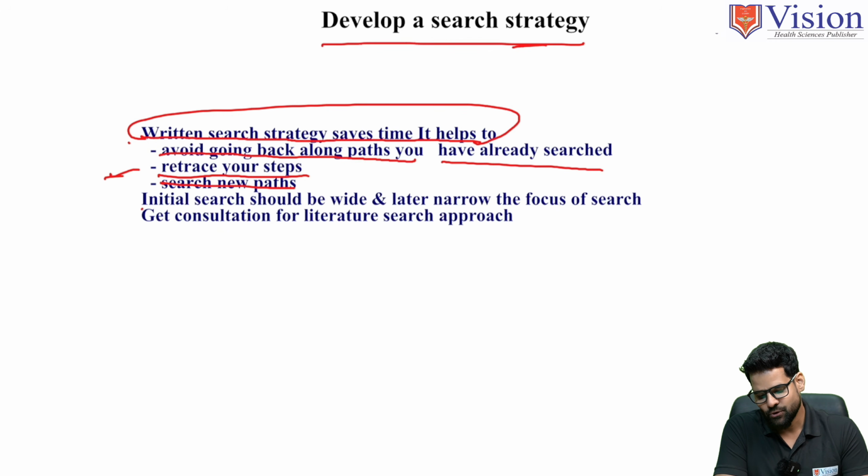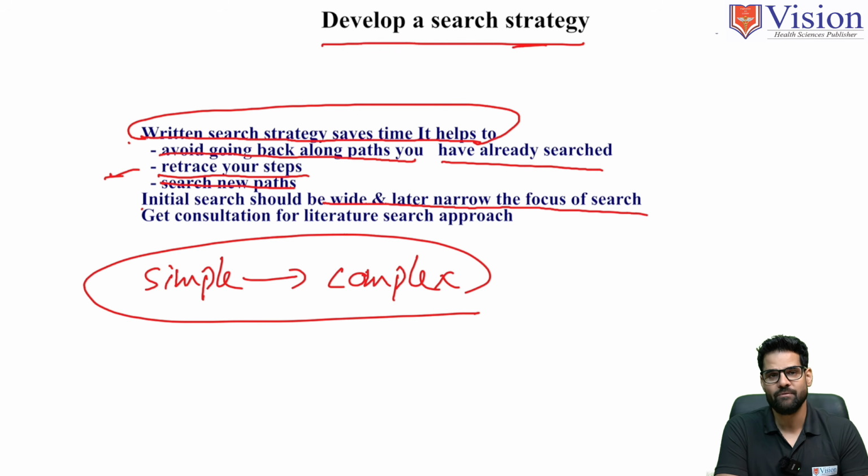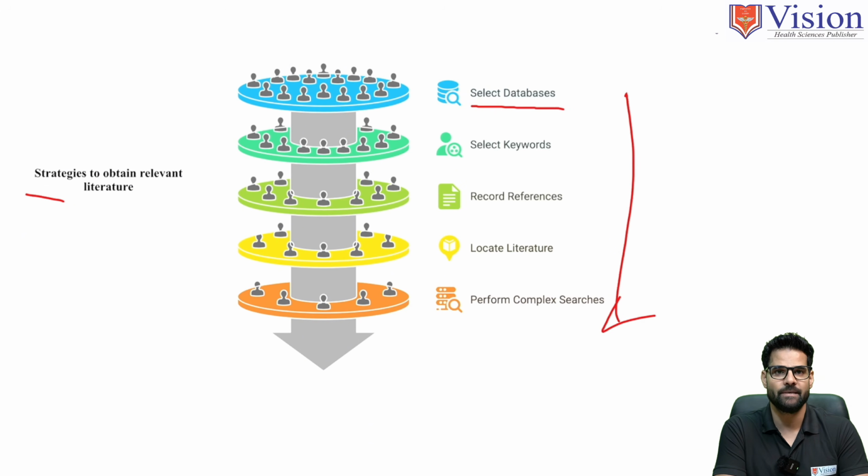Then the initial search should be wide, and later you can make it narrow. So the initial search should be a simple search, and from there you move to the complex search. Okay, I'll tell you what is simple and what is complex in the subsequent slides. Now, for the search strategy, these are some of the important steps. One is select the database. Now, selection of database is very, very important.